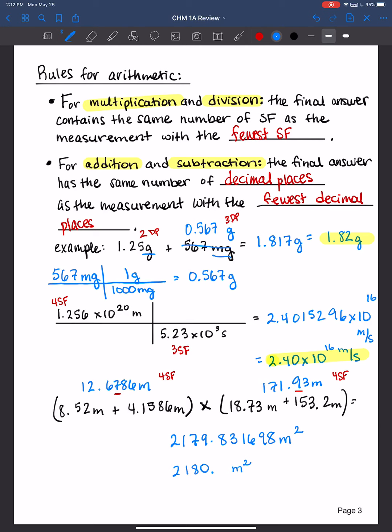You may feel more comfortable writing it in scientific notation, and this is a large enough number to do so. So you could have also written it as 2.180 times 10 to the third meters squared, because remember, all digits in scientific notation are considered significant. And there you go.